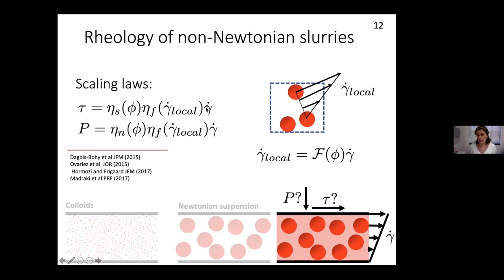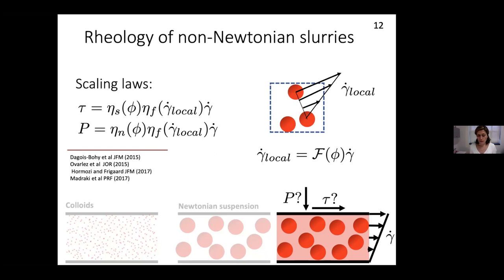So if I make all of these assumptions, then I can say that this is the viscosity that is seen by the particles. And because viscosity in colloids depends on the shear rate, this is the viscosity at the local shear rate that is seen by the particles that I have to use here. And with that, we can close this scaling closure.